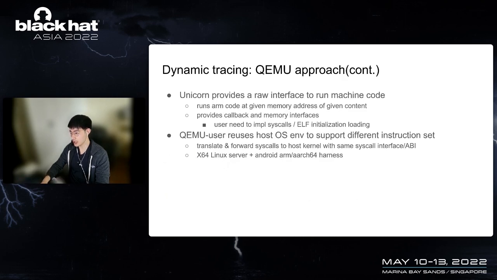So for the QEMU approach, we still have some options here. QEMU Unicorn provides a raw interface to run machine code, so that it can run ARM code at a given memory address with given content. It also provides callback and memory interfaces for end users and developers, which means that it does not have support for syscalls or AFL or ELF initialization or loading, and the user needs to implement them himself. QEMU user, on the other hand, reuses the host operating system environment to support a different instruction set. It translates and forwards syscalls to the host kernel with the same syscall interfaces or ABI, so that you can use QEMU user to execute an Android ARM AArch64 harness on an x64 Linux server.